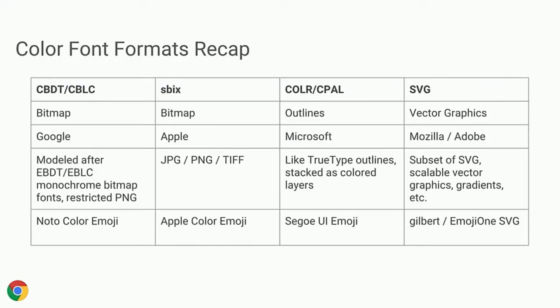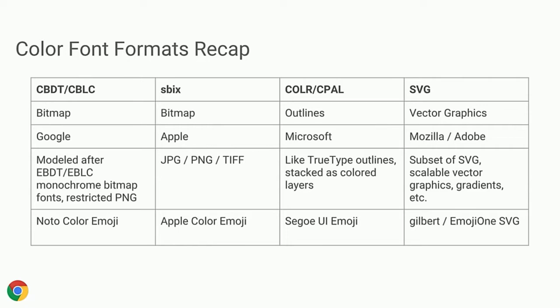And it's getting a bit technical now, but that's why it's TYPO Labs. This is a bit of a quick recap of what color font formats are available. From the left to the right, you see CBDT/CBLC, which is a bitmap format initially proposed by Google and modeled after the EBDT/EBLC monochrome bitmap fonts. What you store in such a font is a subset of PNG, and one of the examples of such a font is Noto Color Emoji, which is used on Android and in other Google products.